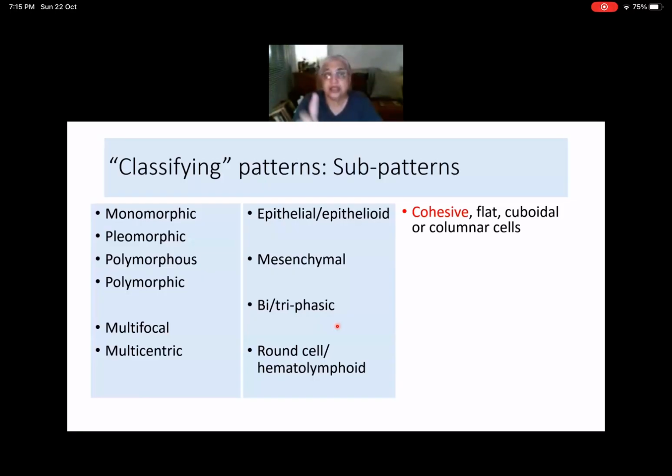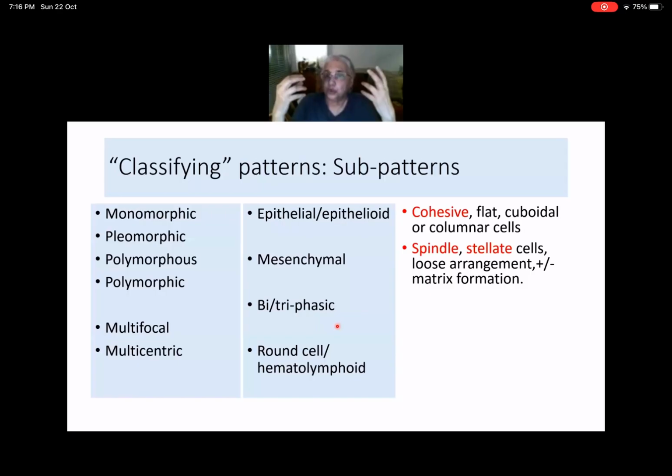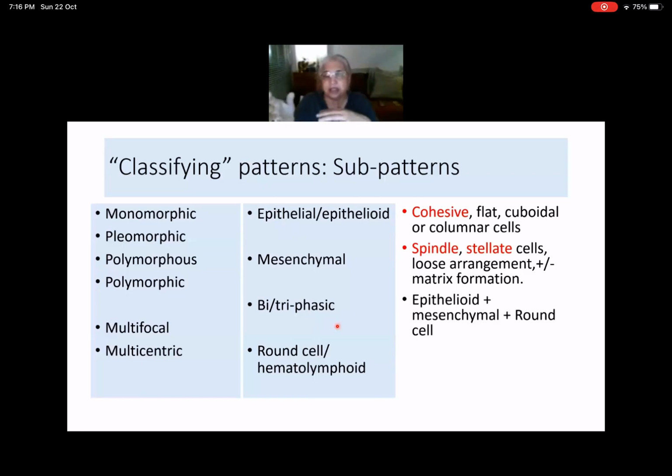Then mesenchymal, that's where your spindle cells play an important part. A mesenchymal pattern is when you have spindle cells or stellate cells in loose arrangements or tight arrangements, whatever, and there is matrix formation, and we'll see what are the patterns of spindle and stellate cells. Then, of course, bi and triphasic may be epithelioid plus mesenchymal plus maybe sometimes round cells, or maybe 2 different kinds of mesenchymal patterns, whatever. But that's more than one type of the patterns that I have stated over here in the middle box.